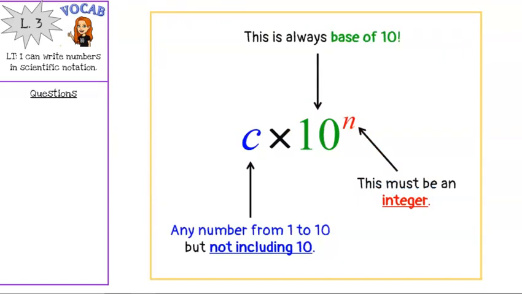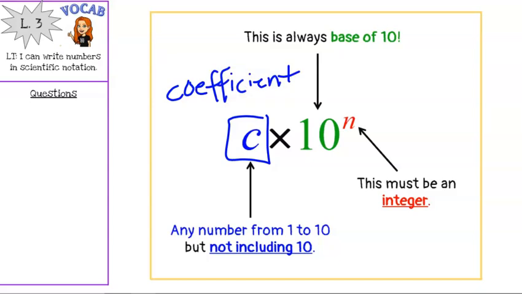Scientific notation is a number that is multiplied by a power of 10. So it has three pieces. We have our C, which is our coefficient. And that coefficient has to be a number between 1 and 10. So 5 would work, but 12 would not.